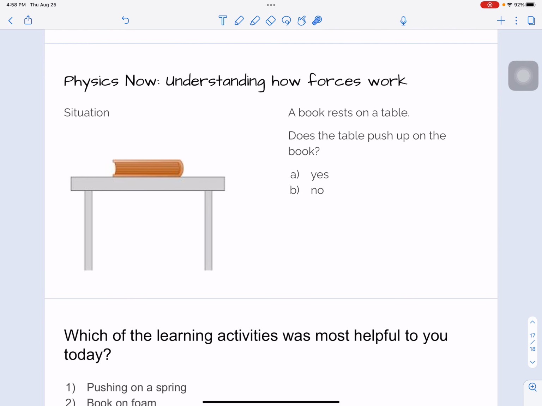Okay, last time. Book is resting on a table. Does the table push up on the book? And again, I want you to put the answer that you actually believe is true.